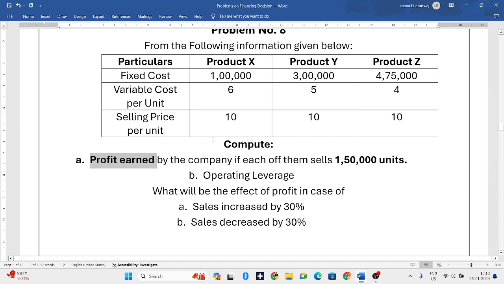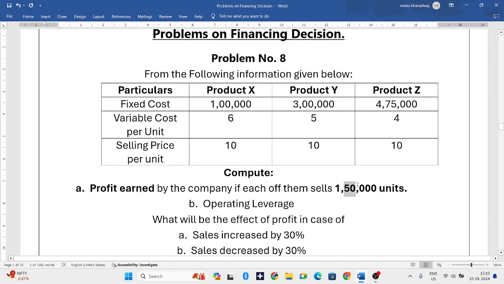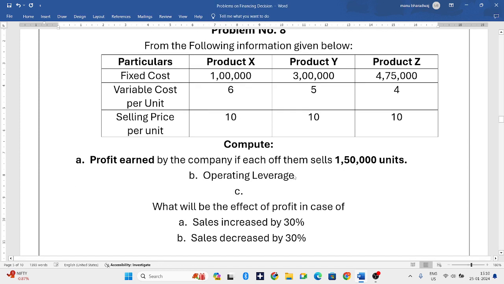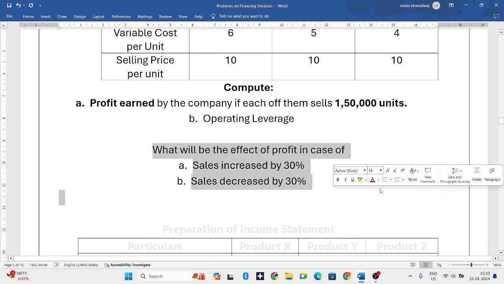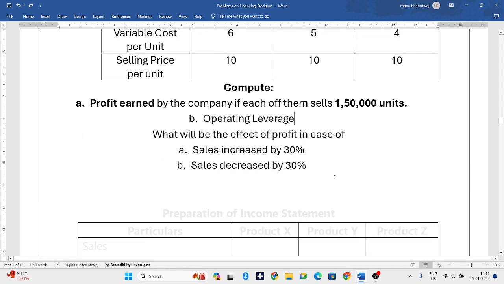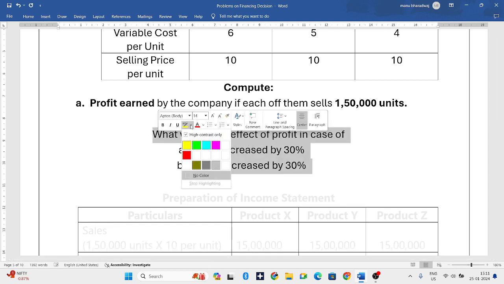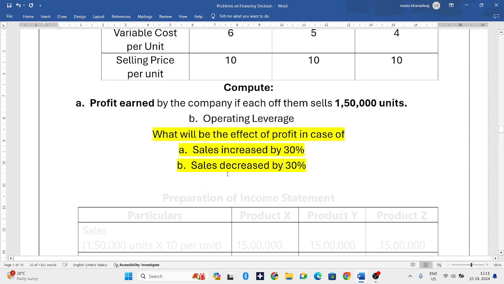If 1,50,000 units of each product are sold, what will be the profit? That has to be calculated first. Second thing, we have to calculate operating leverages. Again, here they have given two different cases. What will be the effect if sales increase by 30% and sales decrease by 30%.